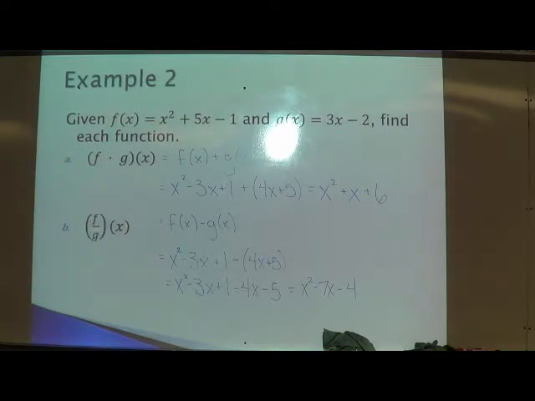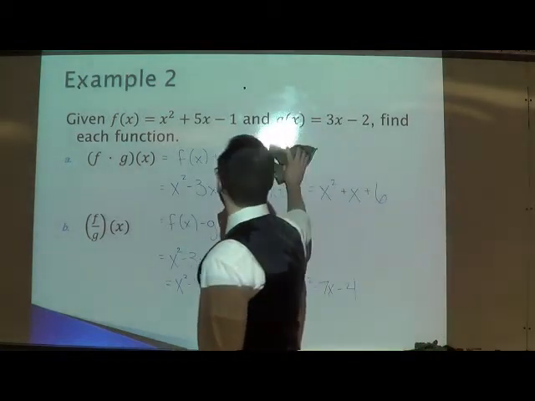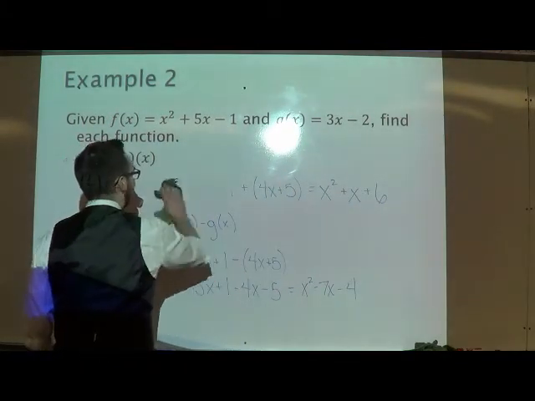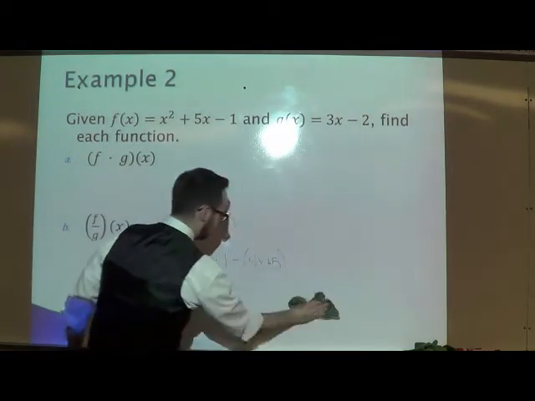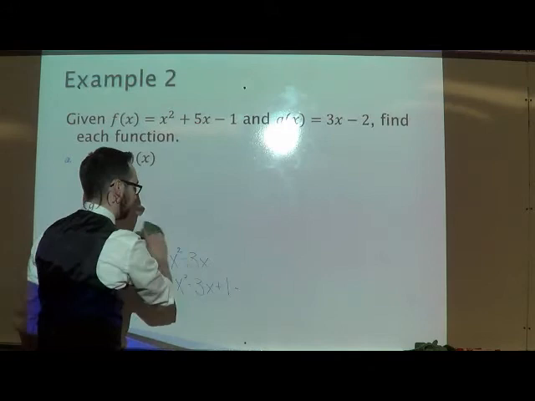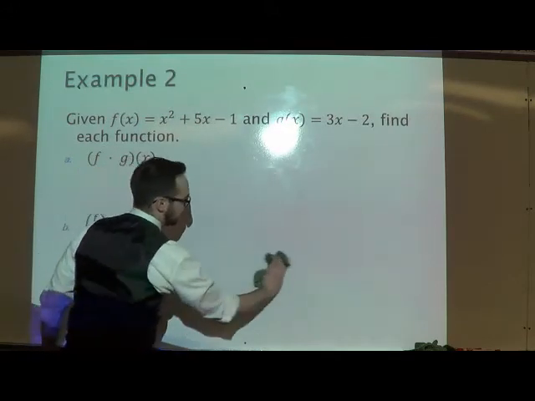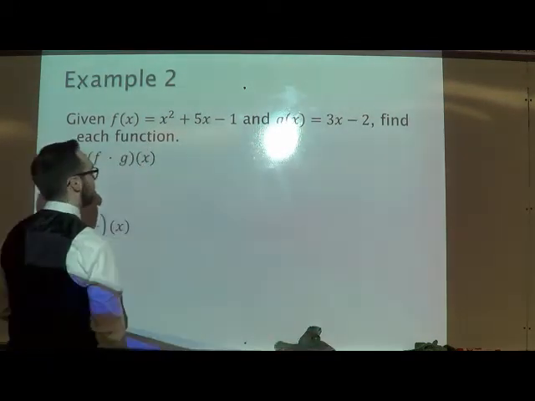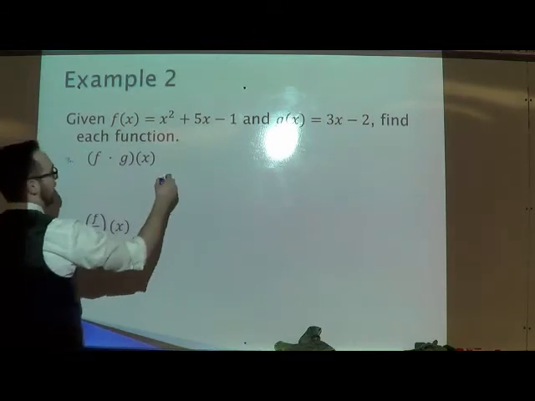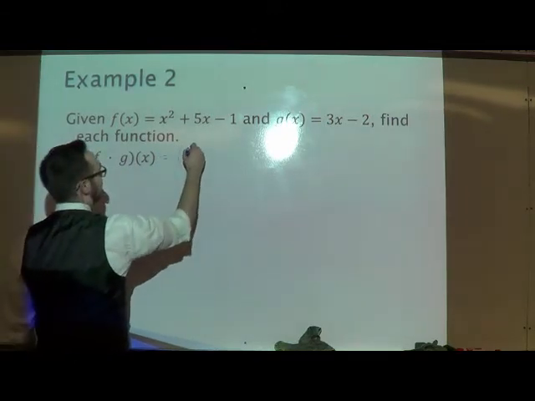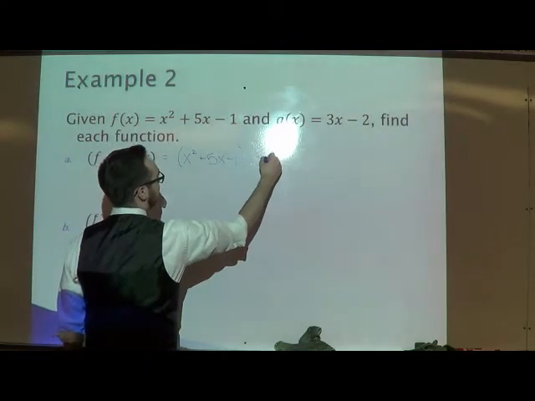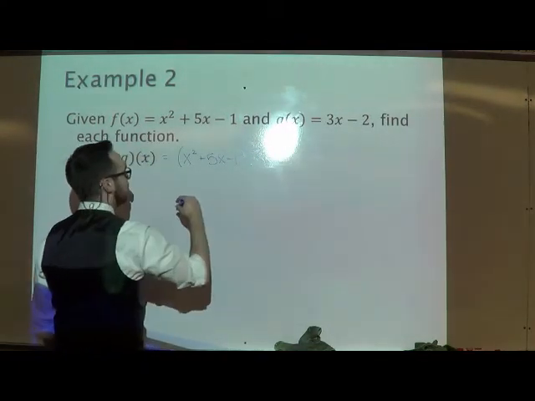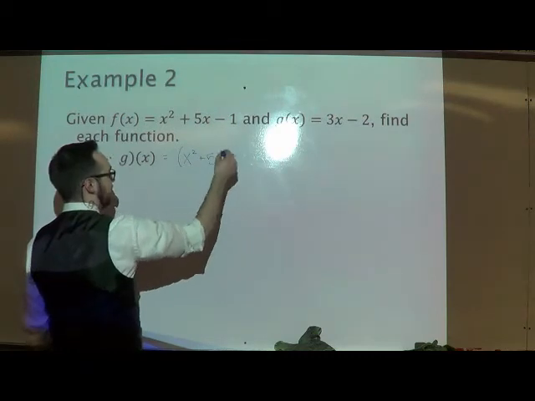So this time we have two different functions, and they're asking us to multiply and divide these functions. So multiplying, we did that in the last chapter. We know how to distribute that. So some of this is review from the last chapter. So this is taking f times g. So we're going to take x squared plus 5x minus 1 and multiply that by 3x minus 2. So I distribute this to each thing.